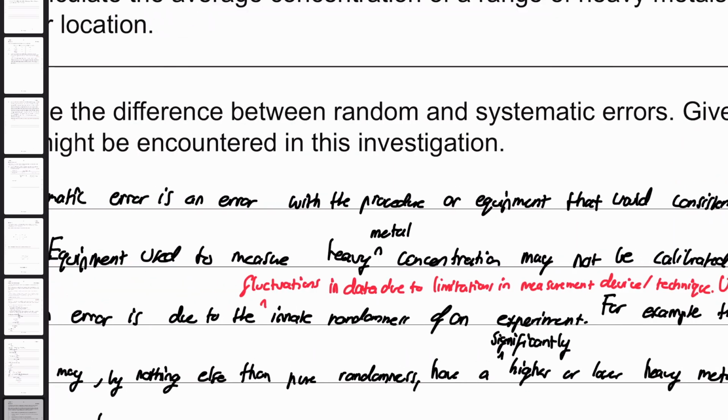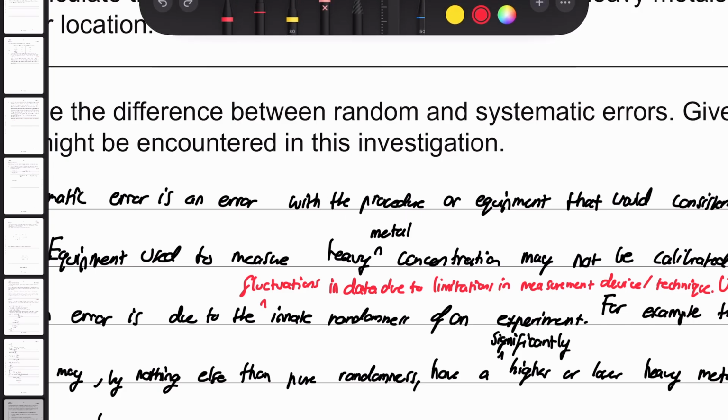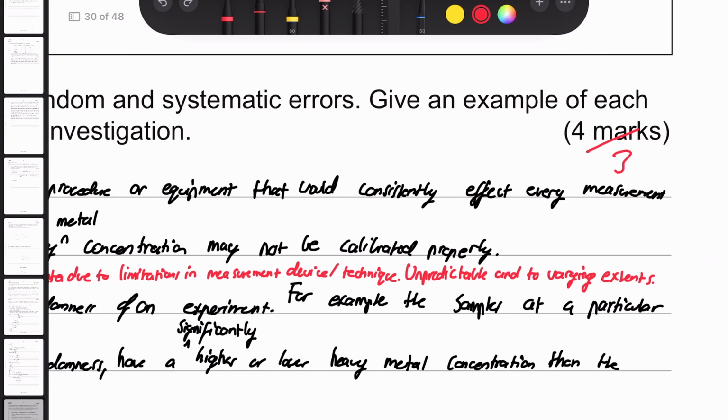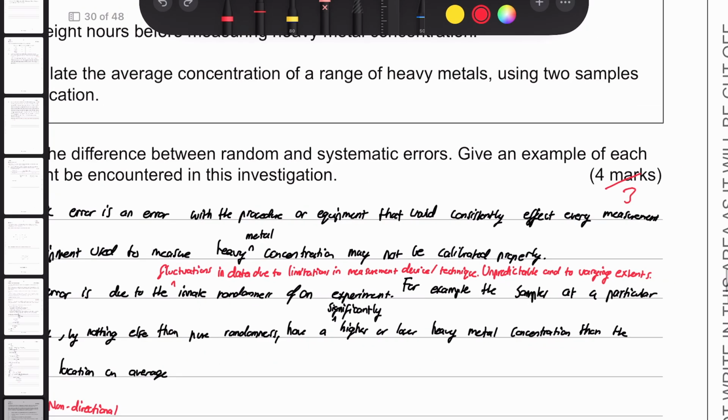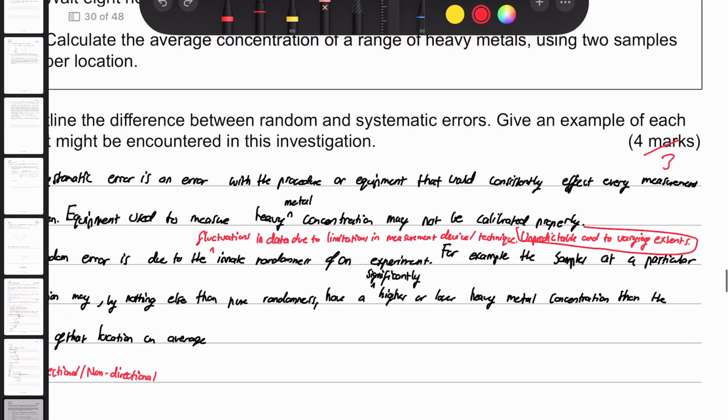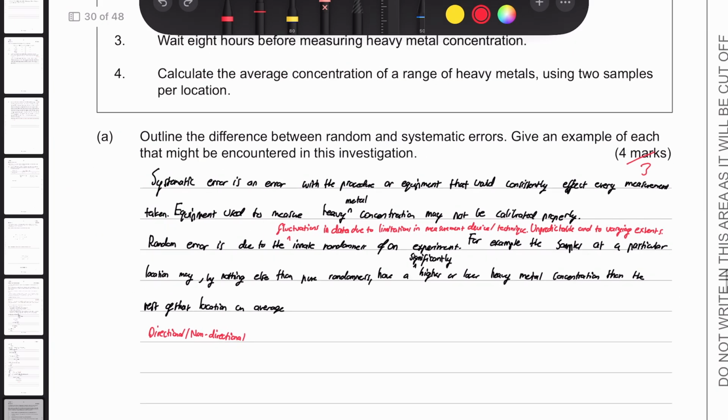In the marking key, it said: random error is fluctuations in data due to limitations in the measurement device or technique, which are unpredictable and to varying extents and do not have a sway on the direction of the data. Oh my god. Unpredictable and happen to varying extents. I think that's the one that I'll be using, and maybe I'll say due to limitations in measurement.